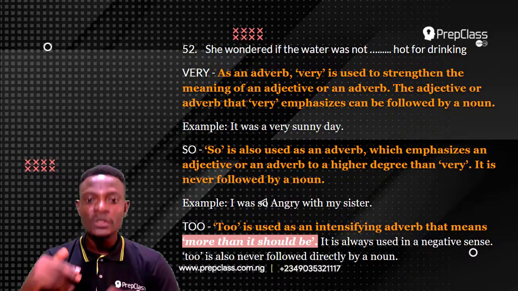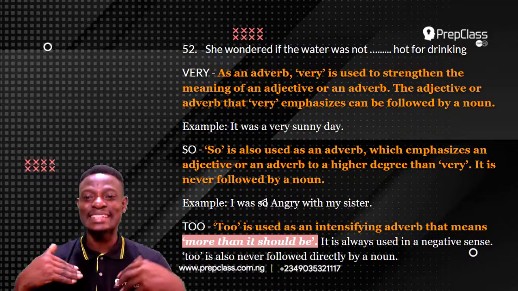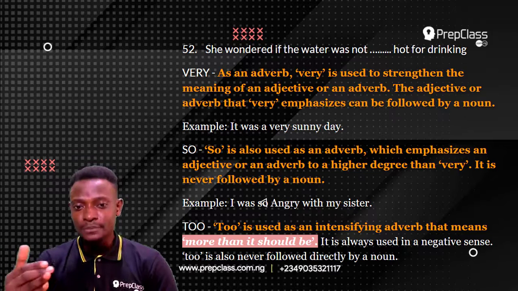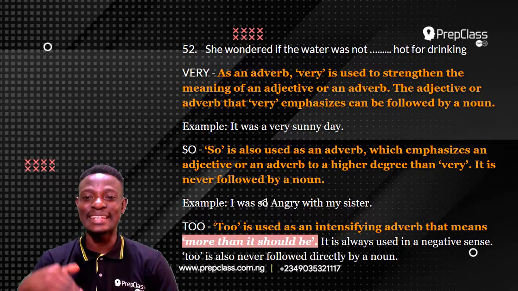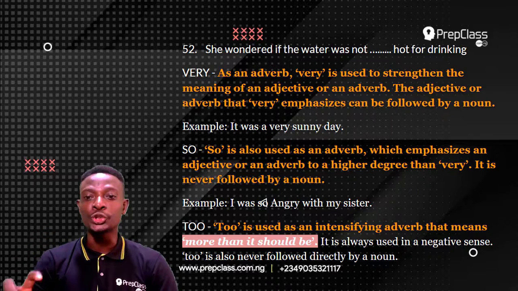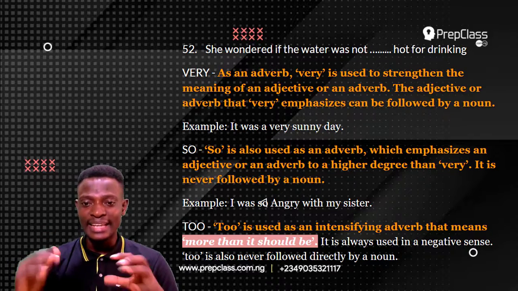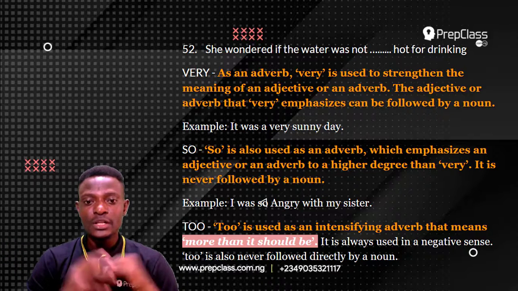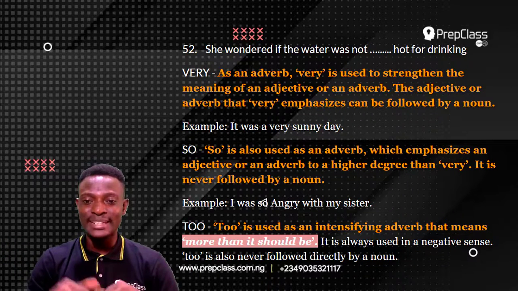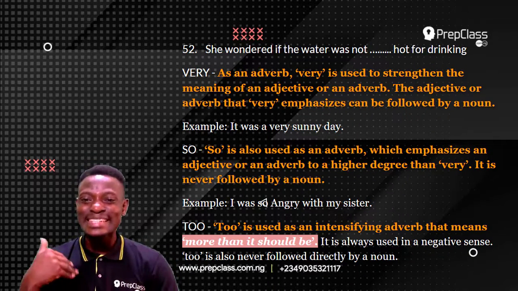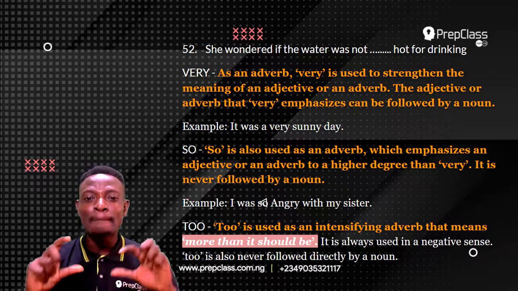Now, too is used as an intensifying adverb that means more than it should be. It is always used in a negative sense. Too is also never followed directly by a noun. Now, our focus here is where we have too used as an intensifying adverb that means more than it should be.